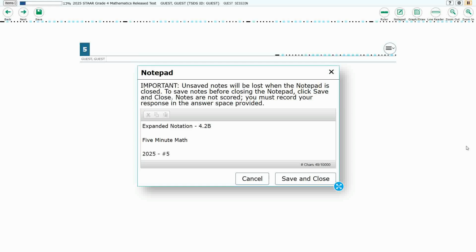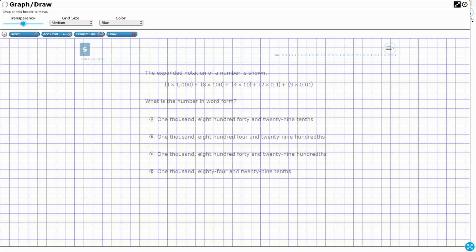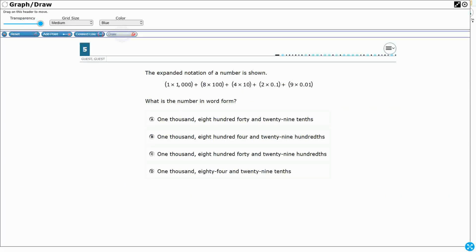Today we are looking at the fourth grade concept of expanded notation. This is standard 4.2b in the great state of Texas, and we are using item number 5 of the 2025 released STAAR test. If you haven't done so already, please go ahead and take a moment to pause the video, work this problem out on your own, unpause it, and we will look at our answers together.